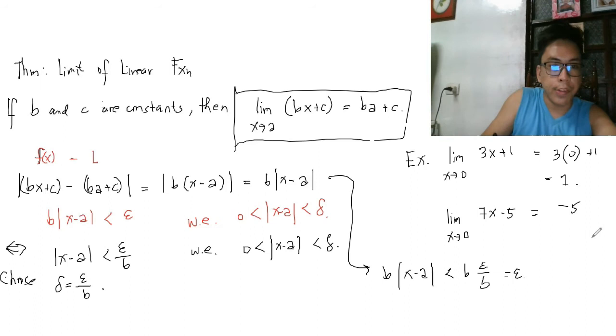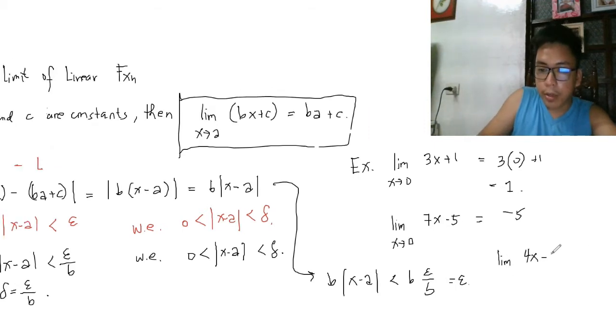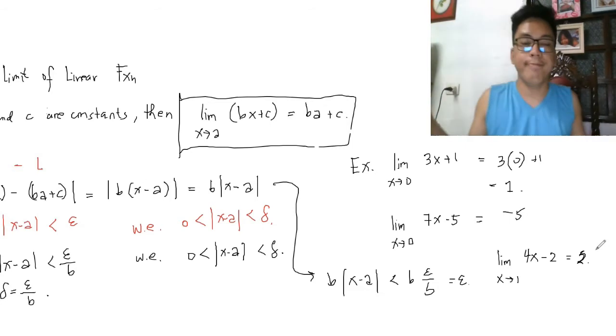So this theorem only holds when the function is linear. Let's say we have another one, the limit of 4x minus 2 as x approaches 1. So this is 2. That's it.